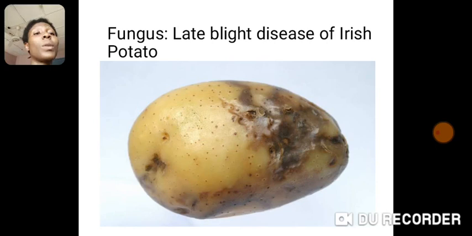What about this one? Late blight disease of Irish potato. Most of us are more familiar with the sweet or red potatoes, right? But we also have Irish potato. It's another species of potato. So when it's looking like this, it should be all yellowish, all around, uniform.